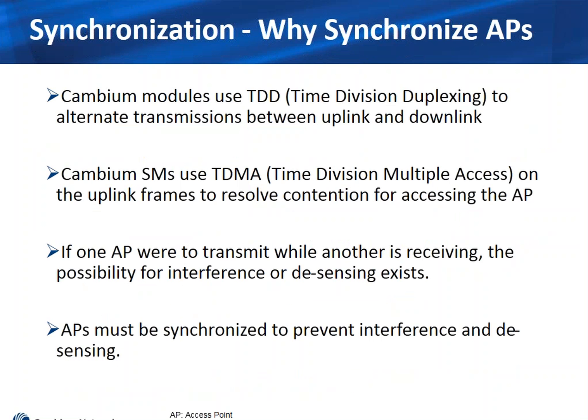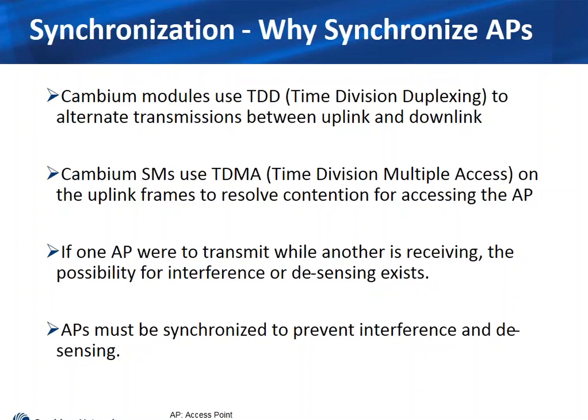So, I know that it's a solution that over some period of time transmits in one direction, then stops and transmits in the same direction or the opposite direction using the exact same frequency. So Cambium modules use TDD, time division duplexing, to alternate transmissions between uplink and downlink, as we just went through here.